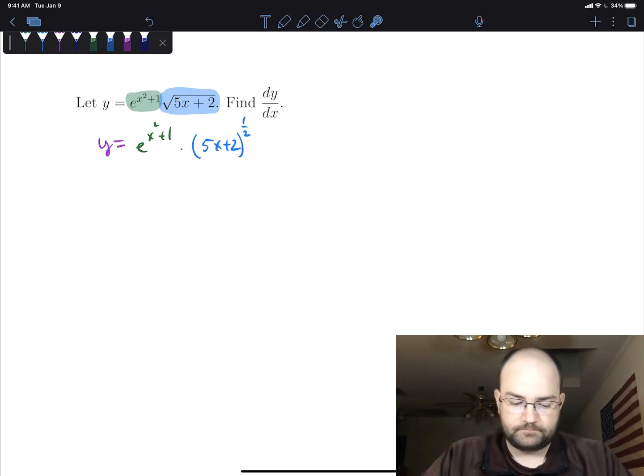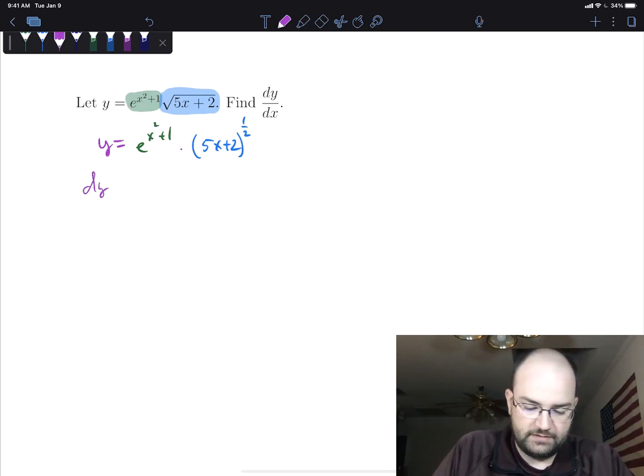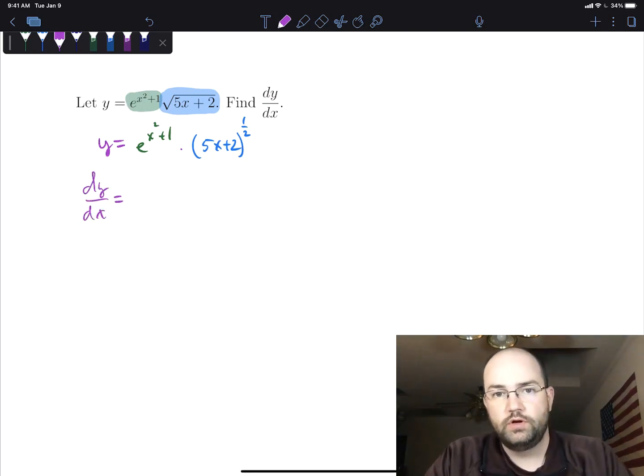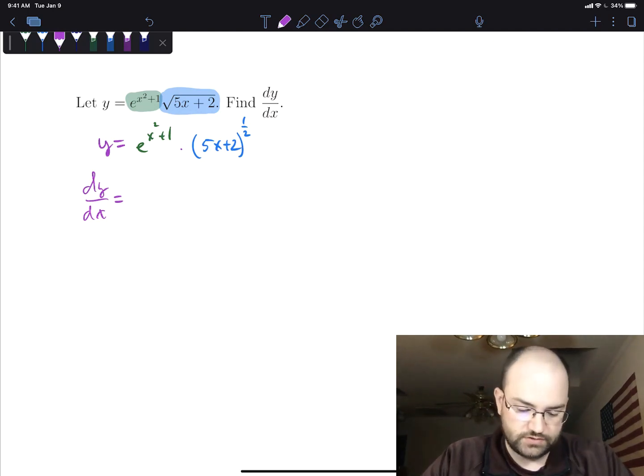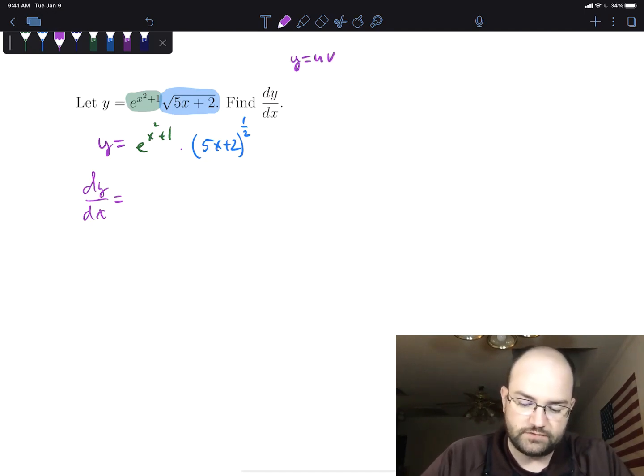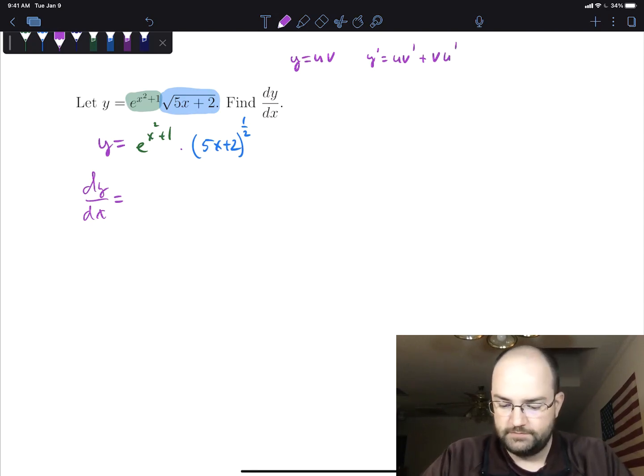Now, this allows me to go ahead and find dy dx. And because this is two functions being multiplied together, I need to use the product rule. So to do that, let's go ahead and remind ourselves what the product rule is. And it's the following. So if you have two different functions, u times v, that means that y prime is the first times the derivative of the second, plus the second times the derivative of the first.